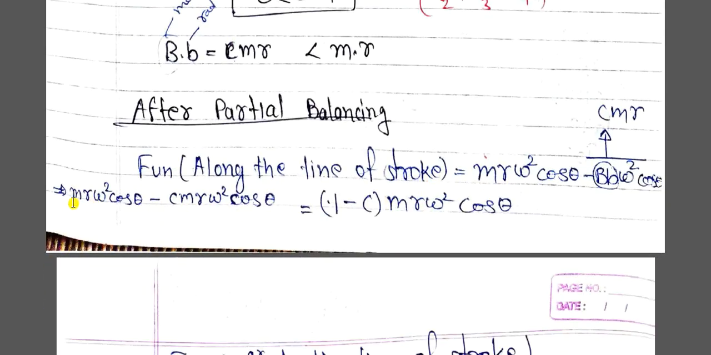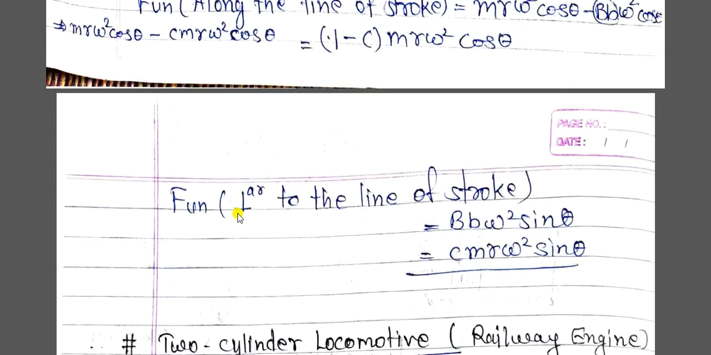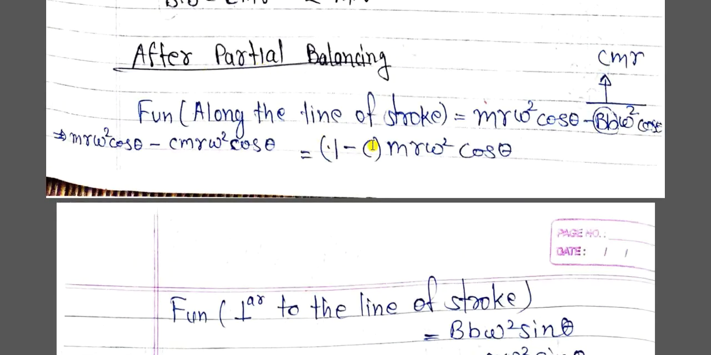So here you still have some unbalancing force along the horizontal, the line of stroke of the piston. So M r omega square cos theta minus C M r omega square cos theta. If you take M r omega square cos theta common, what we get is 1 minus C times M r omega square cos theta. This is the unbalanced force after partial balancing along the line of stroke.